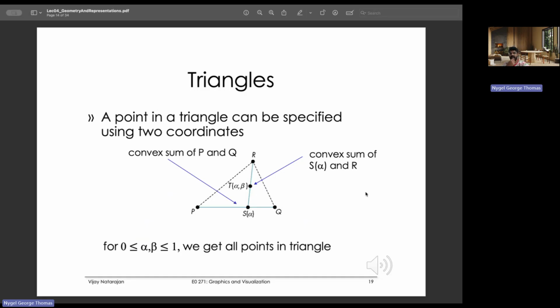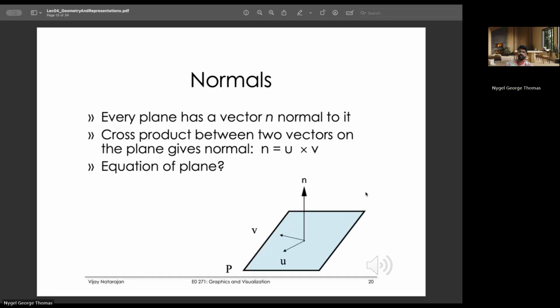So note that all alphas and betas will lie between 0 and 1, which means that it is a convex sum. So it's a convex sum, right? So all the values have to be greater than 0 and all have to add up to 1. So if you take such a combination, you will get a triangle.